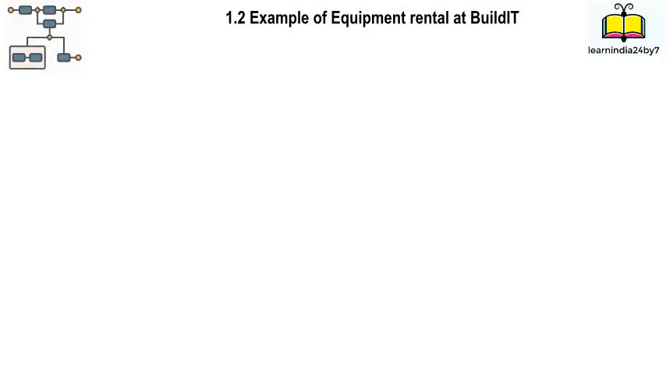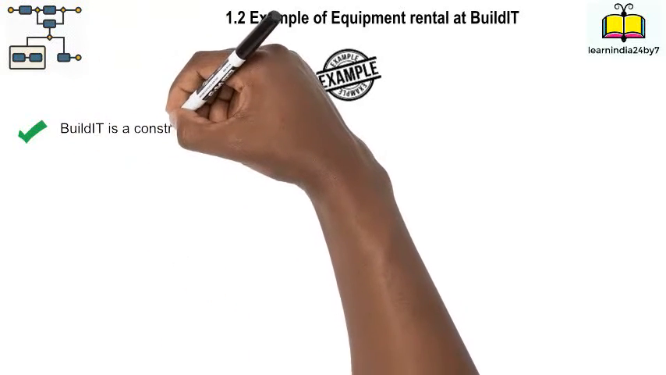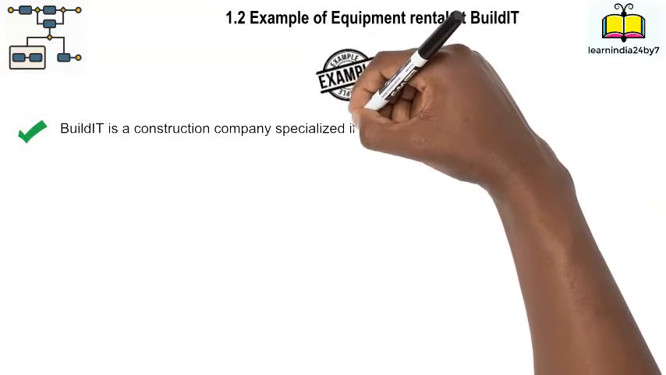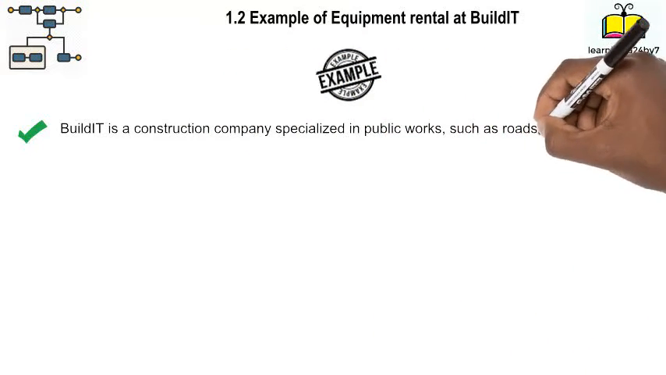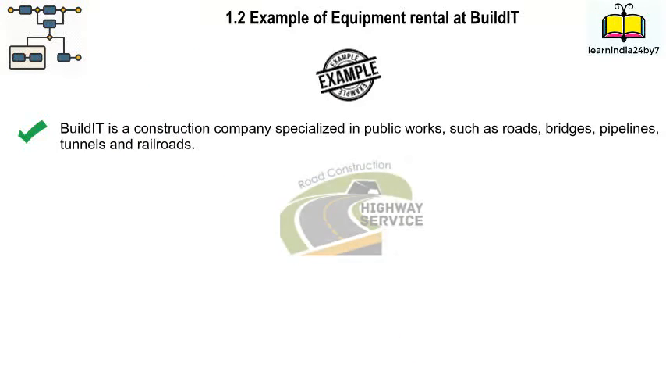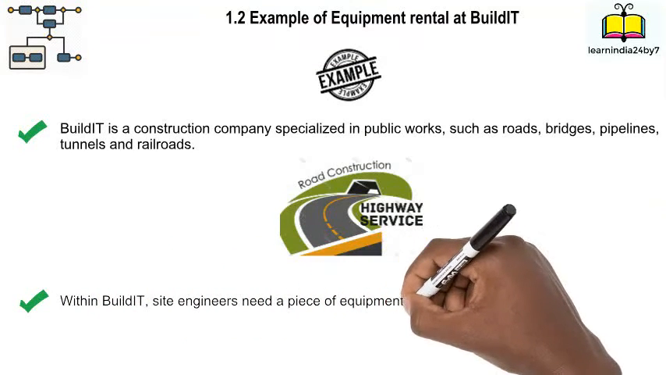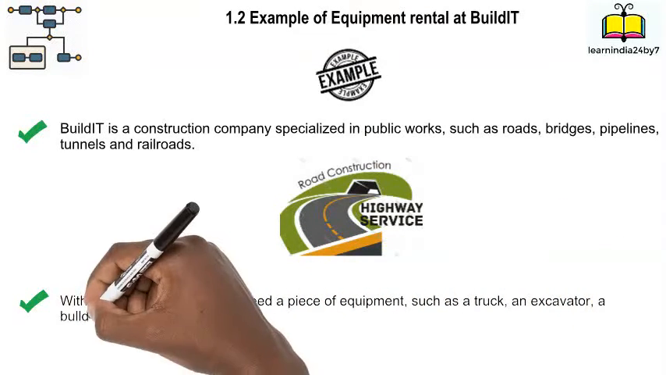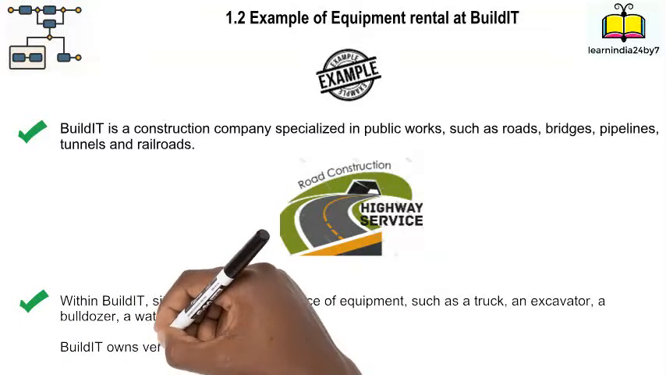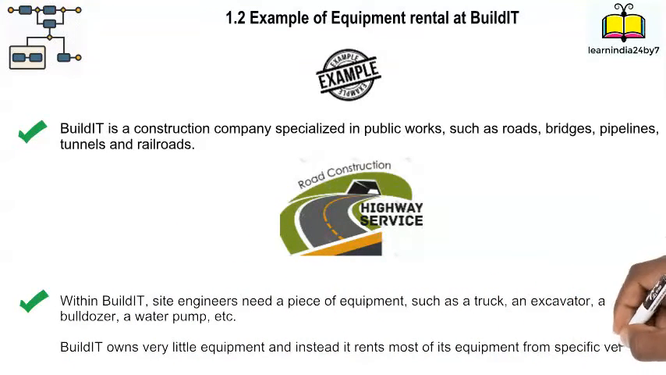So friends, let's understand one example. The company Build IT is a construction company specialized in public works such as roads, bridges, pipelines, tunnels, and railroad services. Within Build IT, site engineers need pieces of equipment such as trucks, excavators, bulldozers, and water pumps, etc. Build IT as a company owns very little equipment and instead rents most of its equipment from specific vendors.